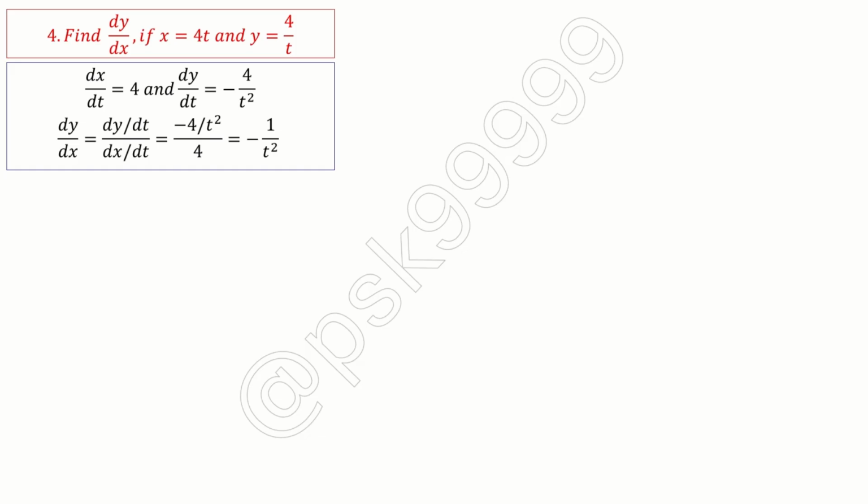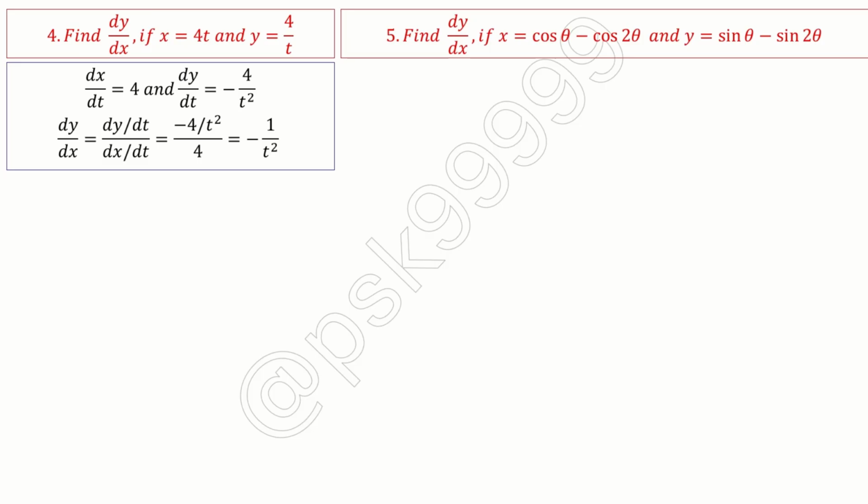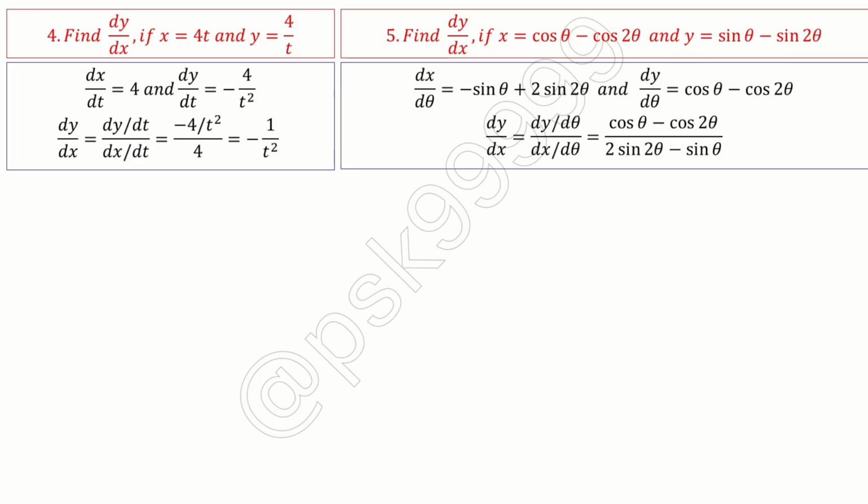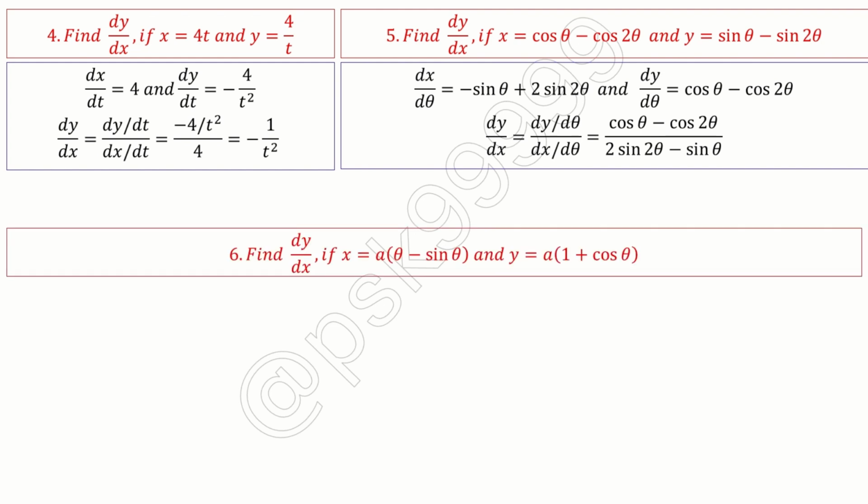Next. If x equals 4t and y equals 4 by t, again straightforward: dx by dt is 4, dy by dt is minus 4 by t square. So you will get the answer minus 1 by t square for dy by dx. Next, this is also straightforward: x is cos theta minus cos 2 theta, and y is sin theta minus sin 2 theta. You will do dx by d theta and dy by d theta, the values are there. So you can get dy by dx easily.